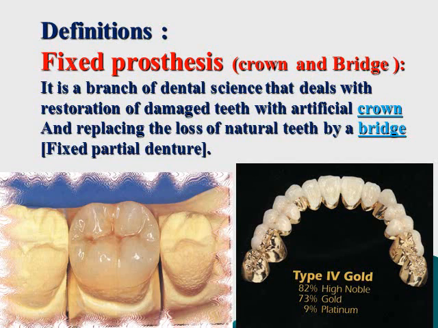The fixed prostheses, or crown and bridge, is a branch of dental science that deals with restoring or repairing the damaged teeth with artificial materials. Sometimes, when we have a loss of natural teeth, we are going to replace these missing teeth with the fixed prosthesis, or fixed partial denture, which we call the bridge.